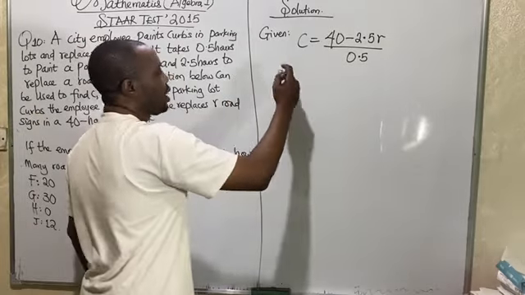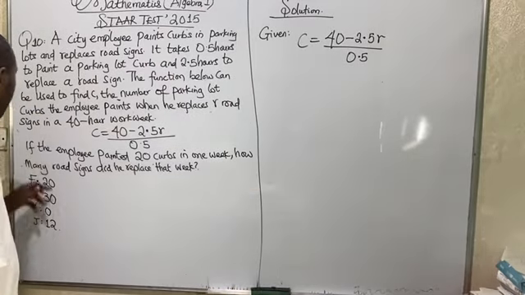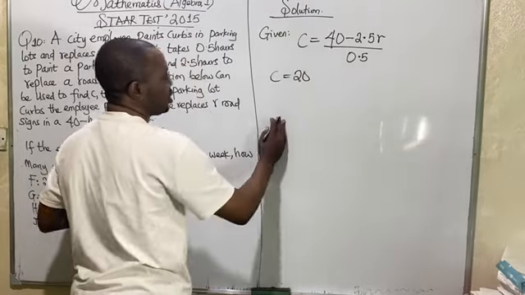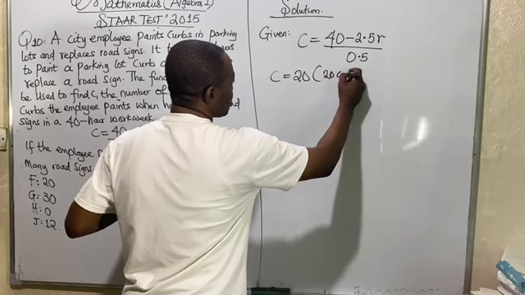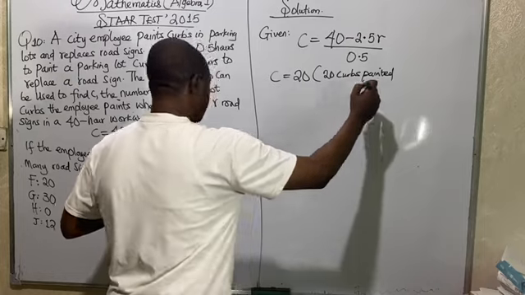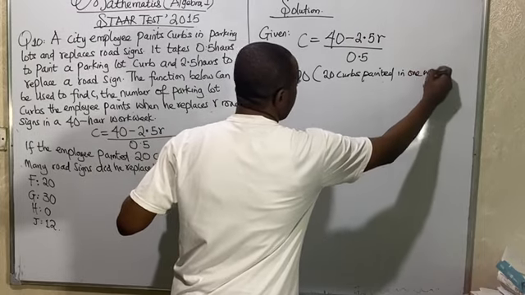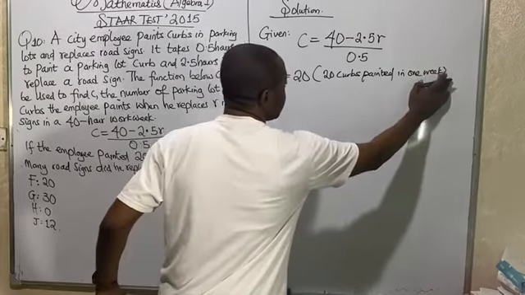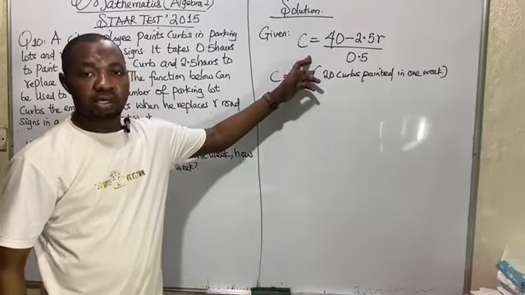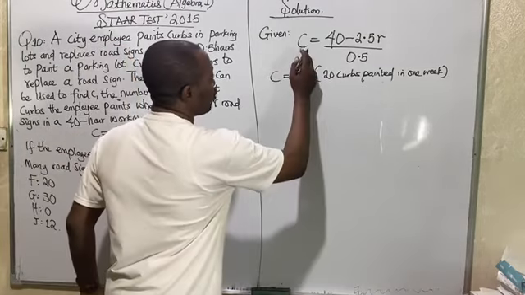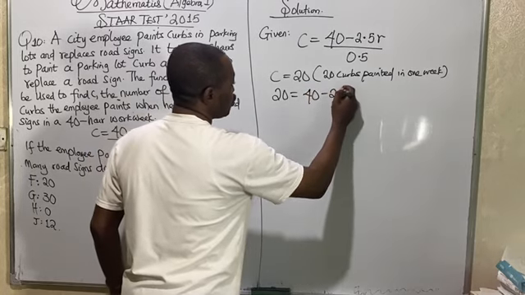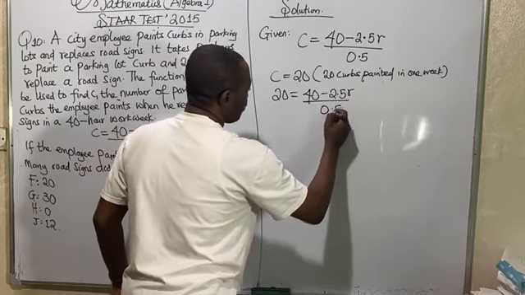So to find the number of road signs he replaced that week after he painted 20 curbs, the value of C is 20. That is 20 curbs painted in 1 week. So we are going to plug in the value of C into this equation. When we write C as 20, we have 20 equals 40 minus 2.5R over 0.5.